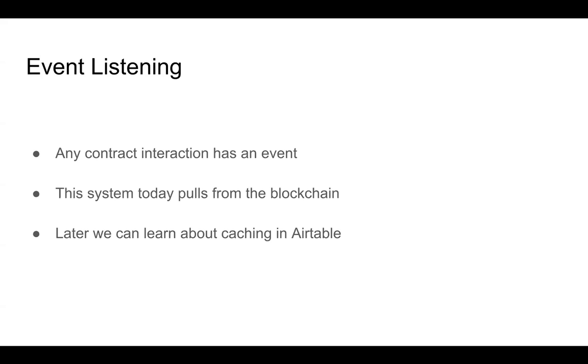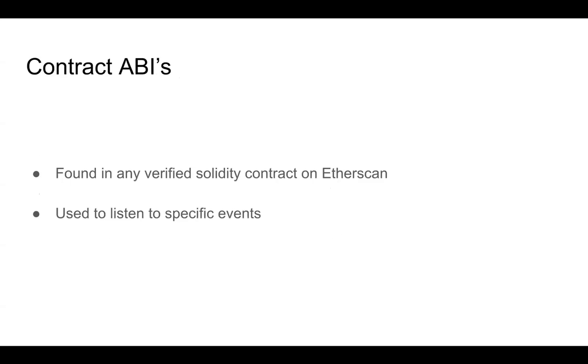Today, we'll go over event listening. An event happens every time someone interacts with the blockchain through a contract. We'll be listening to the DAI contract, and the way that you listen to events is through ABIs. We'll teach you how to find an ABI and then insert it into Node-RED and listen to different events that are happening within that contract. Then the bot will be sending notifications based on what's happening there.